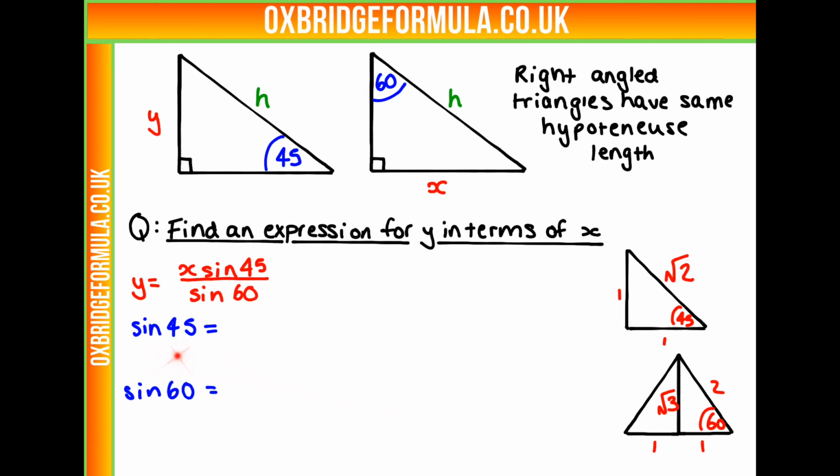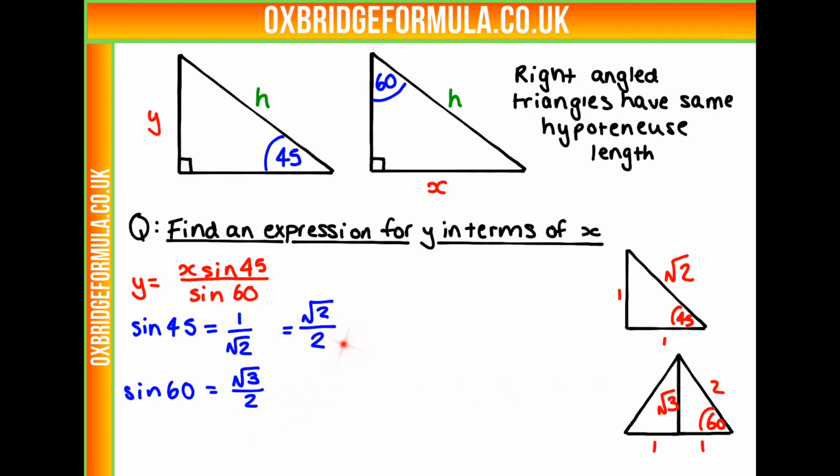So our sine 45, we want the opposite over the hypotenuse, so that's 1 over root 2. And to simplify this, we don't really want a surd on the denominator. So if we times both the top and the bottom by root 2 to simplify that out, we get root 2 over 2. And for our sine 60, if we go to this triangle, again we want our sine, so we want our opposite, which is our root 3, over a hypotenuse of 2, so that's just root 3 over 2.